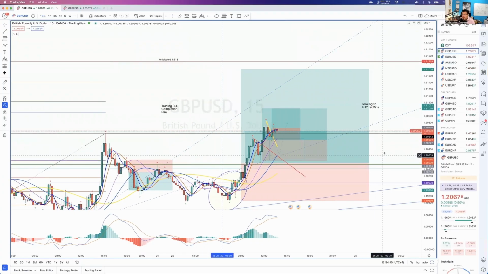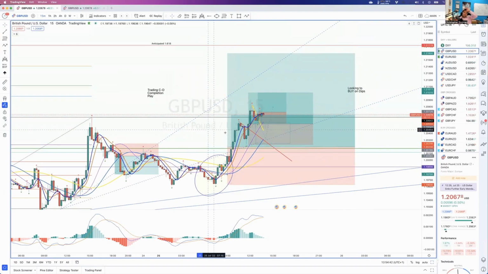So we're going to jump right into the charts and take a look at this, because I want to show you exactly what's happened. And we've been tracking this in real time in our pro sessions. Of course, this is technically a C to D completion play. So again, the best entry was down here, and the idea would be to trade this all the way to that anticipated 1.618.